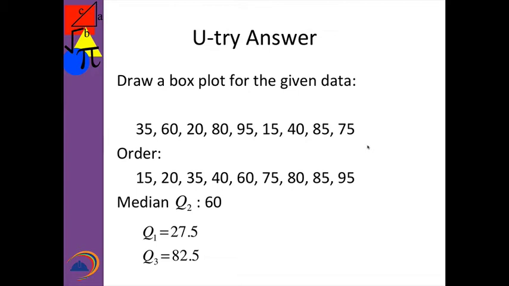Now, we take out the 60 and the bottom 4 numbers, 15, 20, 35, and 40. We found the median of that. So we had to add 20 and 35 together and divide it by 2, and we got 27.5. Above 75 to 95, again, 2 middle numbers. We added 80 and 85, divided by 2, and got 82.5. Please pause the video if there's any questions about how to find the medians.